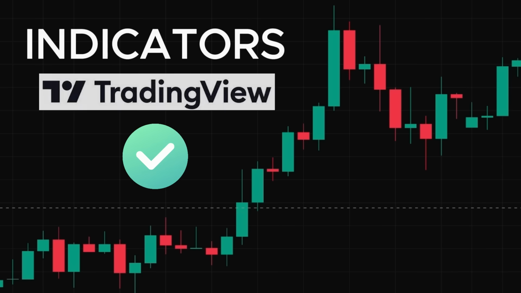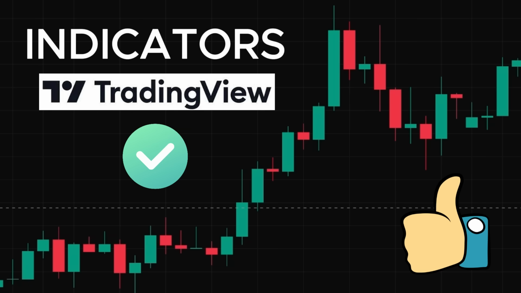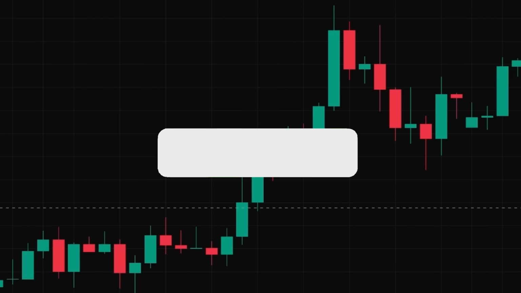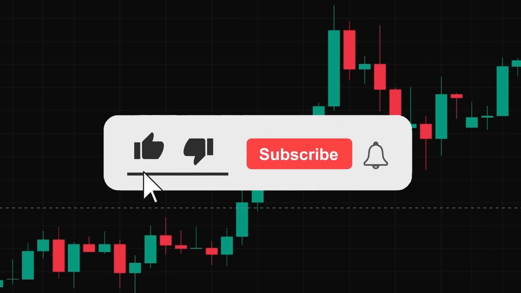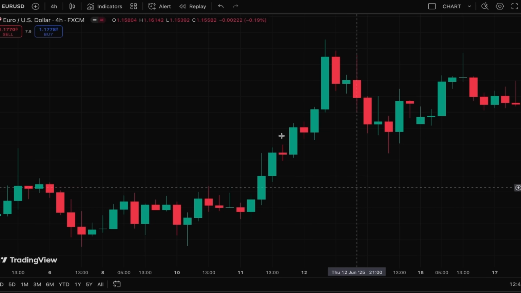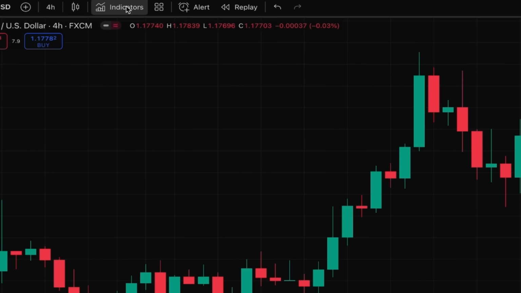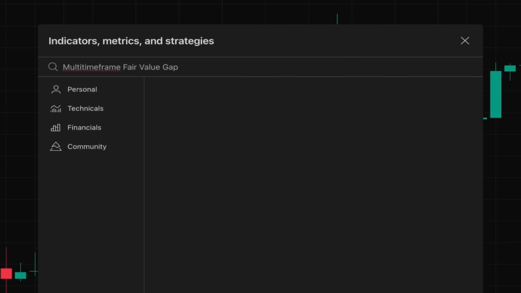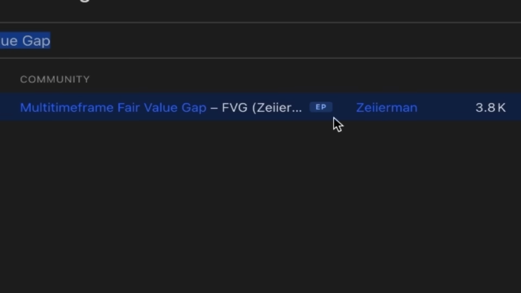There are indicators on TradingView that can help you to identify fair value gaps on the chart, and in this video I'm going to introduce one of the best of them ever created on the TradingView platform. I will teach you how you can effectively trade fair value gaps, so make sure you watch this video until the end. To add the indicator to our chart, here we click on indicators and we search multi-time frame fair value gap, this one, which is an Editor's Pick indicator and written by Zeiierman.